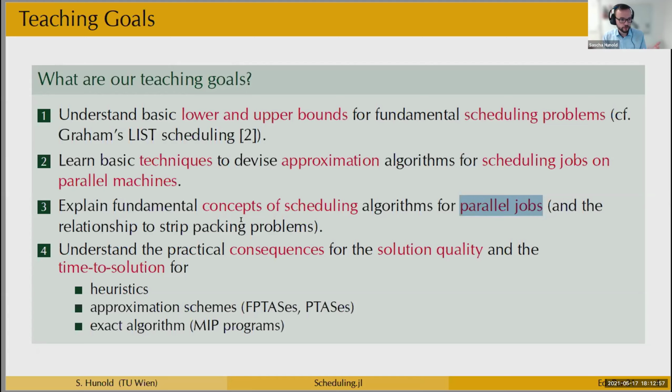And also we would like to show that when you consider the problem of scheduling parallel jobs, there's a huge relationship to strip packing problems. And once you have all this, in the end, we are trying to do something in practice here. So we would like to understand the practical consequences of solving a scheduling problem: when you have heuristics, solution quality, time to solution; when you have approximation algorithms or schemes, how they work in terms of solution quality, which is somehow guaranteed, but also how long it takes; and of course, exact algorithms.